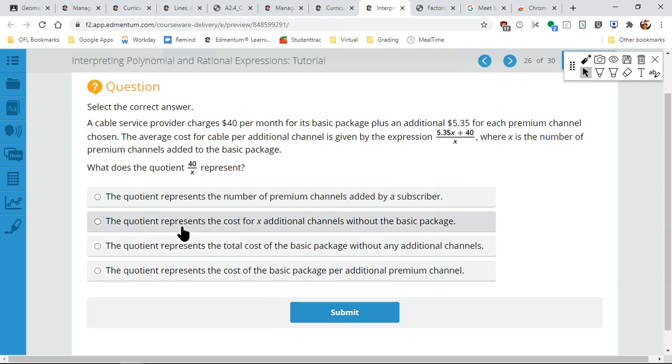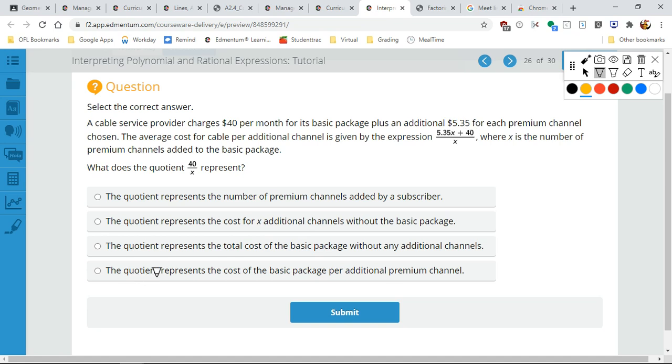So the quotient of the cost of X channels without the part? That's not it. That would be this, if we didn't have to buy that basic cable package. So we know that's wrong. The quotient represents the number of premium channels added? That's not it. That's the X, and they already mentioned that. The quotient represents the total cost without the channels? Nope, that would be the 40 in itself.